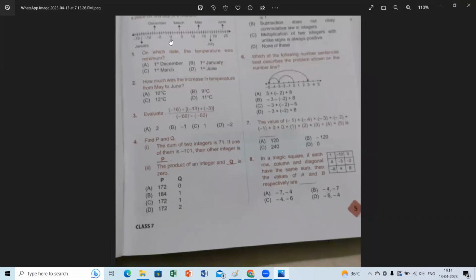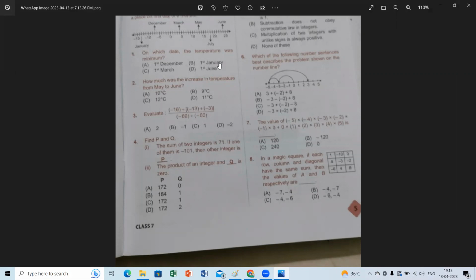What is the temperature in December, March, May and June? The questions here are only case based. On which date was the temperature minimum? Minimum means least. First January. Yes, on 1st January the temperature was the least. If you move on the number line towards the left side is January, that's why January has the least temperature. What is the temperature in January? Minus 11, minus 12, minus 13 degrees Celsius. Yes or no? Yes, ma'am.